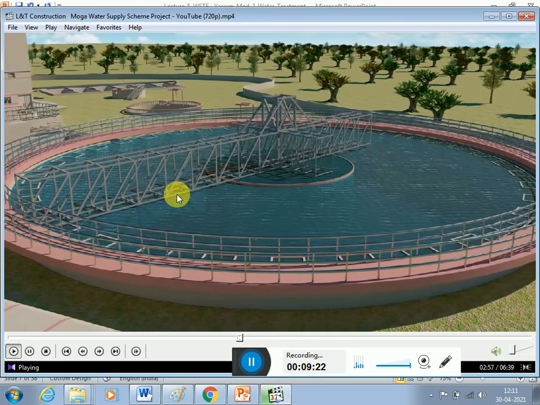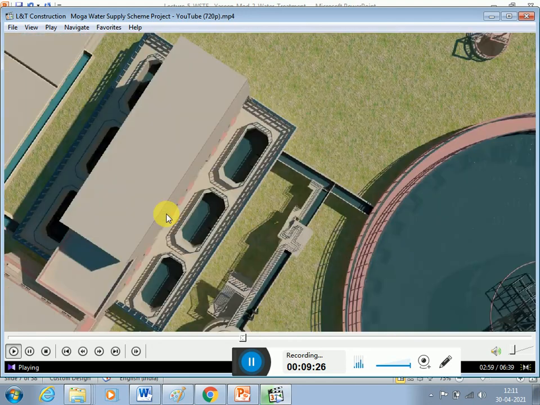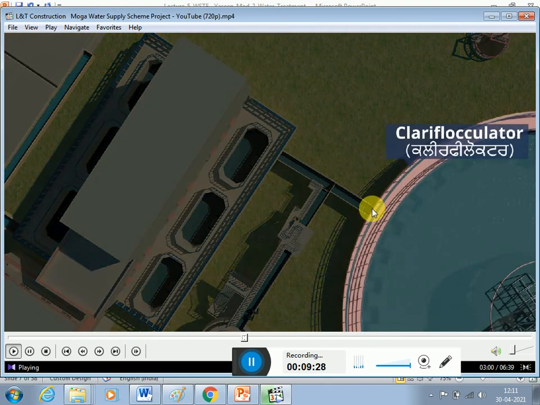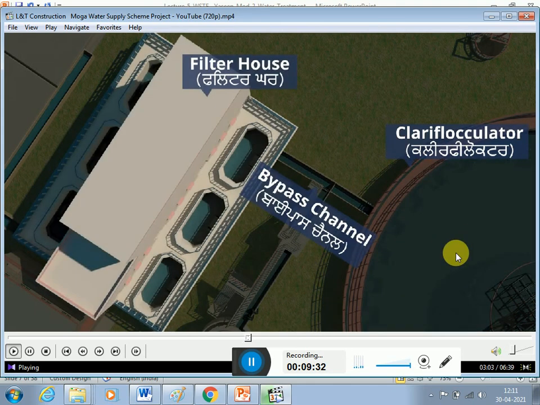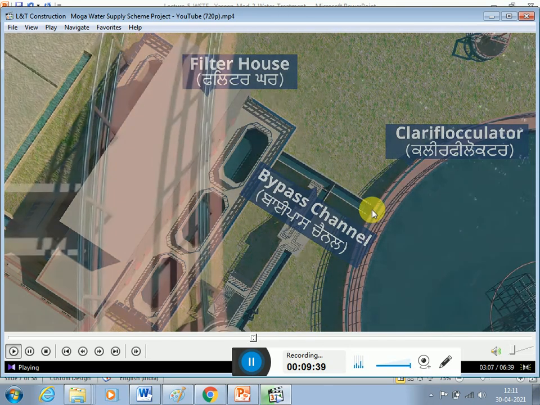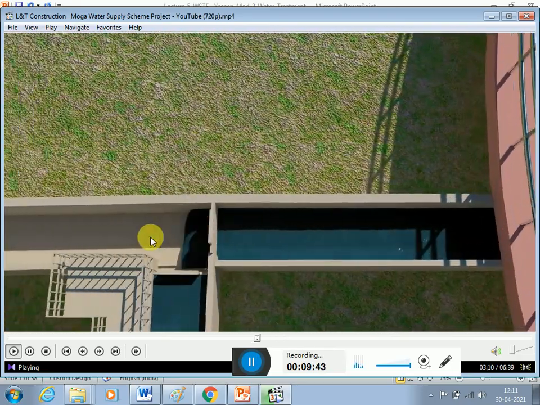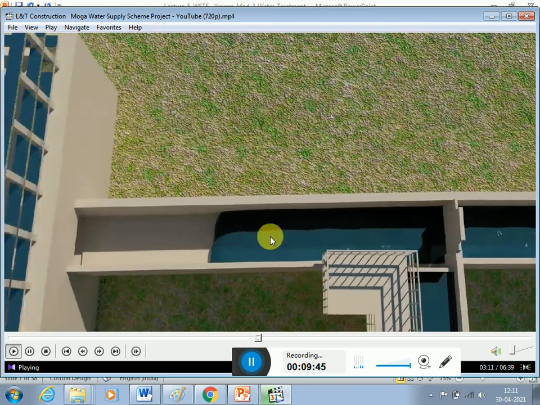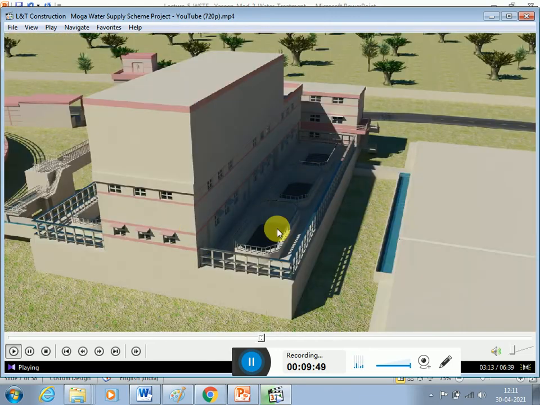Here both clarification and flocculation take place, because once you add the coagulants, we have to wait for a certain period of time so that the solids settle at the bottom. After the water is clarified, that is when the impurities are removed from this outer canal, the water enters into the next treatment unit, that is called as filter house. So this is the clarified water, and the water is entering into this filter house.